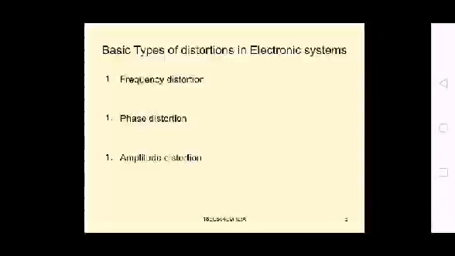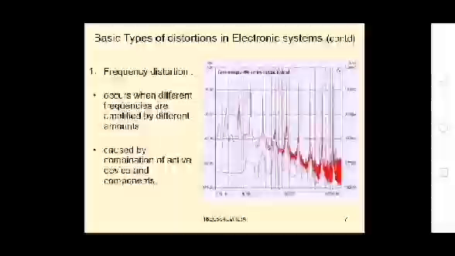The different types of distortion in electronic systems are frequency distortion, phase distortion, and the third one, amplitude distortion. So there are three basic types of distortion in electronic systems: first frequency distortion, second phase distortion, and third amplitude distortion. We will discuss them one by one. So what is frequency distortion?